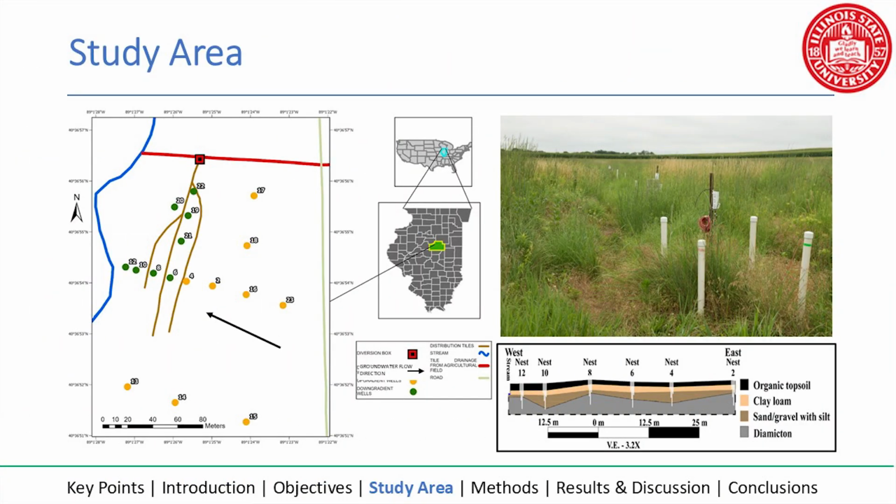Back in 2015, after the tile system had been installed, so here's the drainage tile that would be going to the stream, here's the diversion box that intercepts it and diverts the water out into the riparian zone. After the first year, we put in a series of wells away from the tile and then across the tile to gain an understanding of what's happening without the influence of the tile and what's happening in the area of the tile.